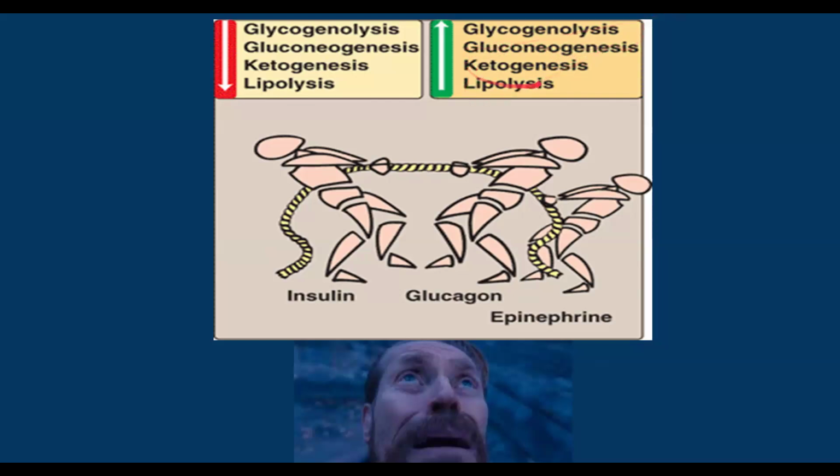Okay, ketogenesis. Those fatty acids can be oxidized, and then you get beta hydroxybutyrate and acetoacetic acid. Again, please refer back to the molecular biochemistry notes for this. Keto acids. Okay, and lipolysis, so breakdown of lipids. All of these are due to glucagon and epinephrine.